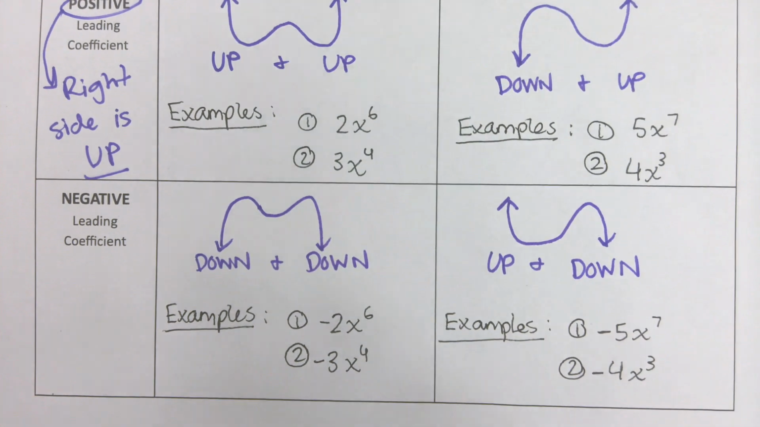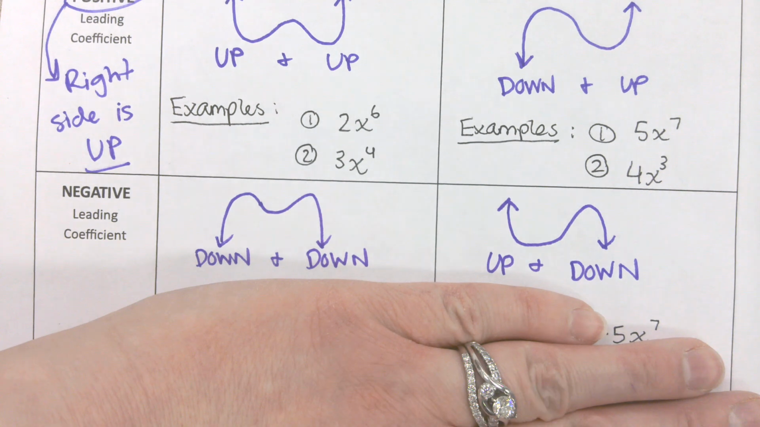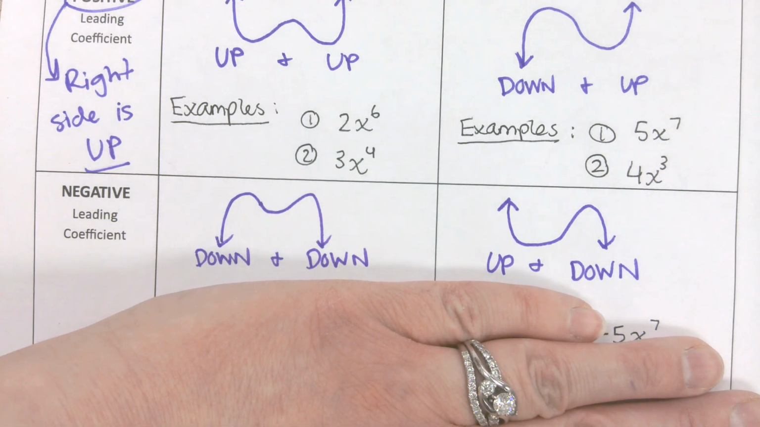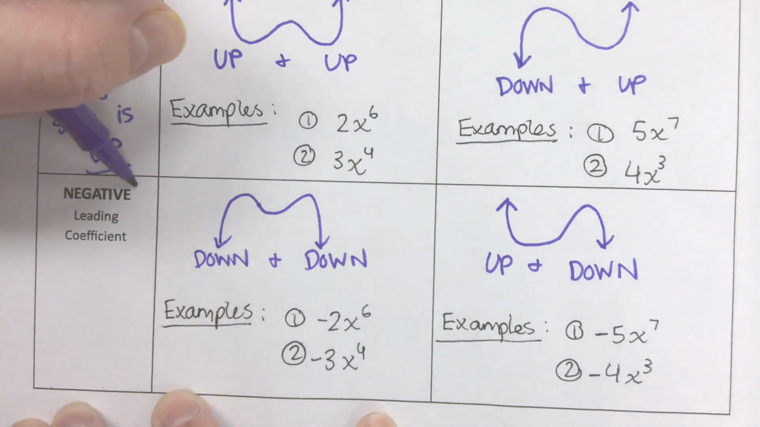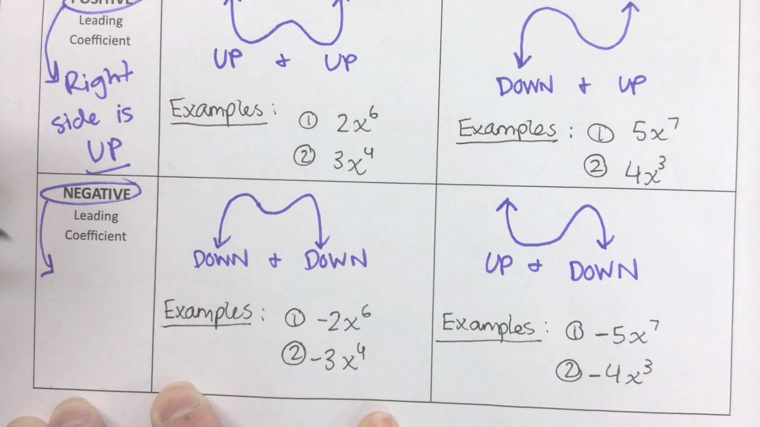The same phenomenon occurs for the negative graphs. The right side specifically is down on both of them. So if you have a negative graph, the right side is down.